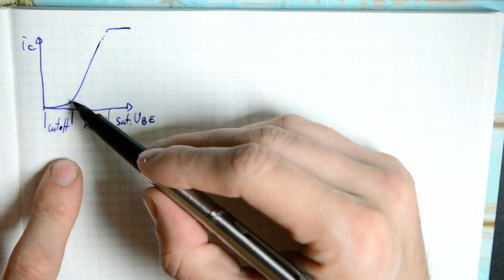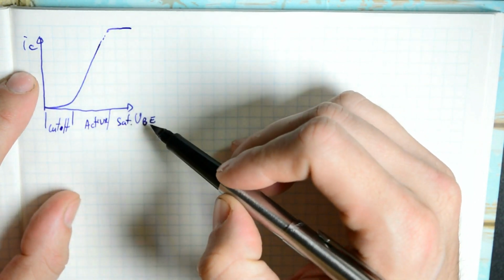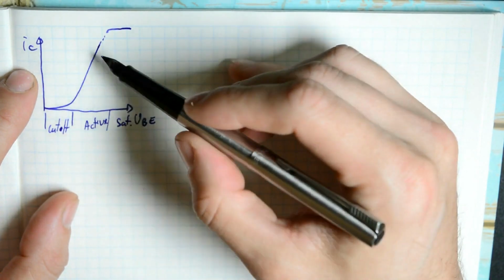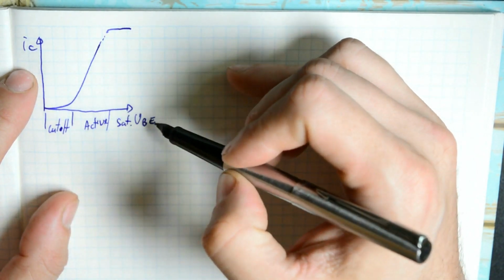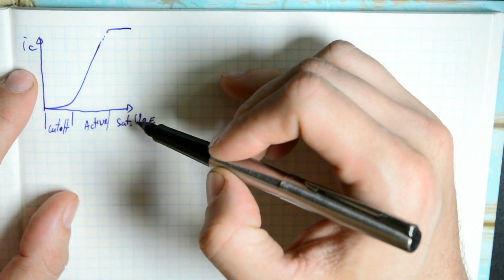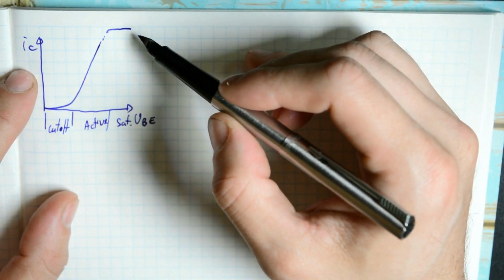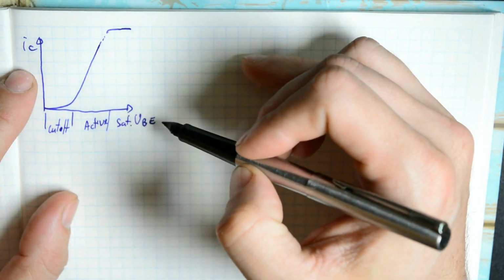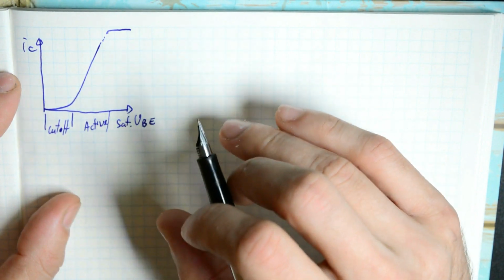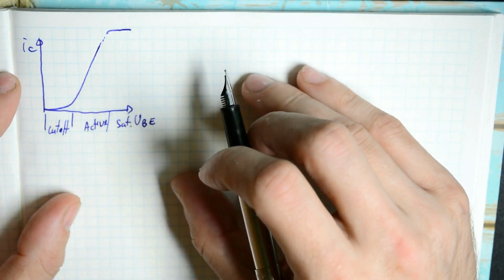So we got our cutoff region, in which the collector current is not proportional to the base emitter voltage. We got our active region, where the collector current is directly proportional to the base emitter voltage, based on the gain factor. And then the saturation region, in which the collector current flattens out and is no longer proportional to the base emitter voltage. Now, the main problem with the Class A amplifier was that the transistors were always using power, with or without any signal.